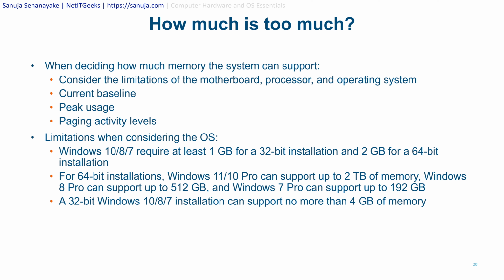I would go at least like 8 gigabyte nowadays. So keep that in mind. Just because the lowest amount supported is 2 gigabyte does not mean that you should all go with 2 gigabyte. For 64-bit installation, Windows 11 and Windows 10 Pro can support up to 2 terabyte of RAM. That is the maximum upper limit.